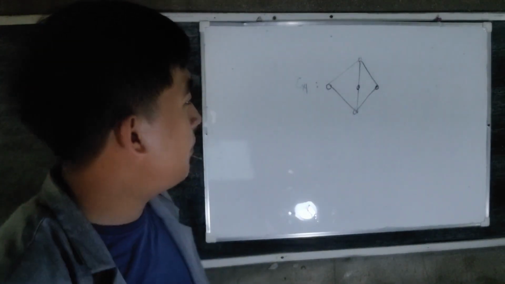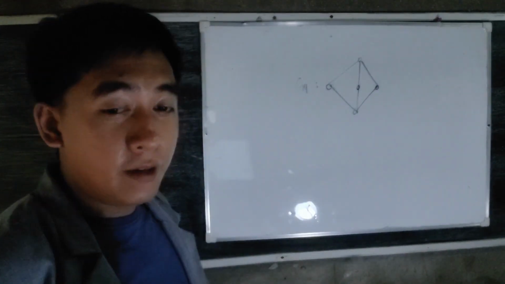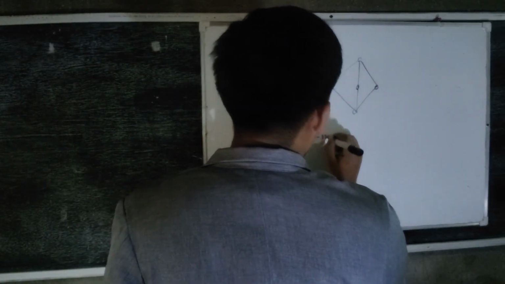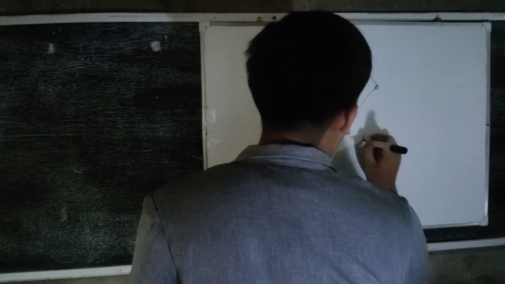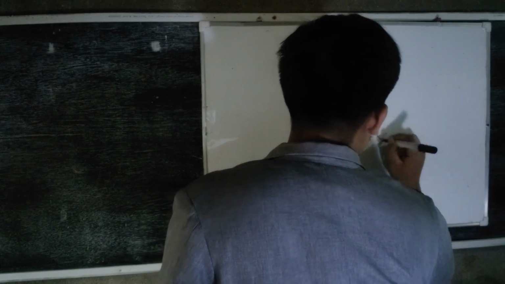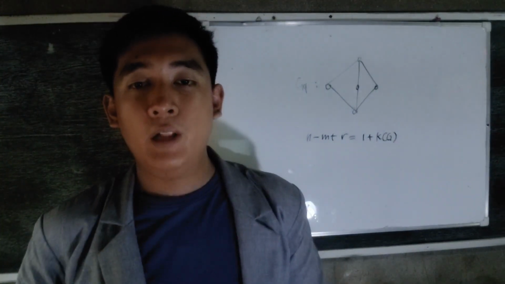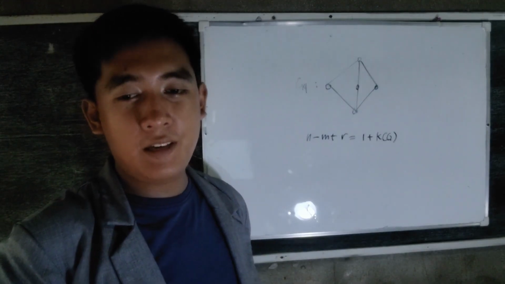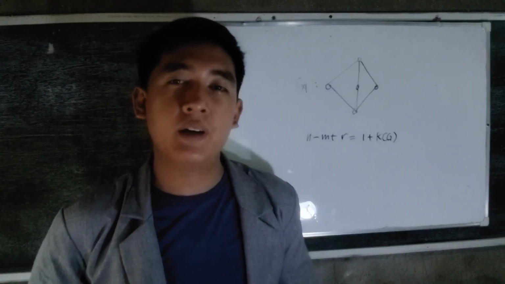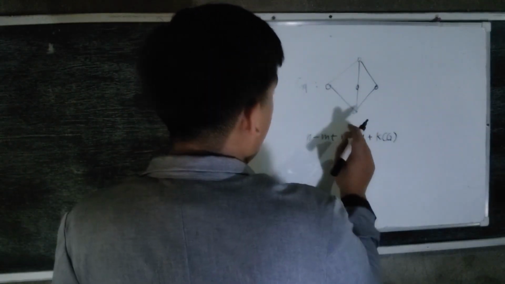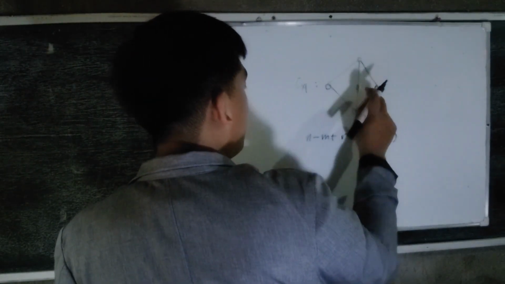So we have here G4, diba, by corollary 10.2. n minus m plus r should equal to 1 plus the kappa of, or the components of G. Now recall that k of G denotes the number of components of a graph G. So we have here how many vertices? 1, 2, 3, 4, 5.